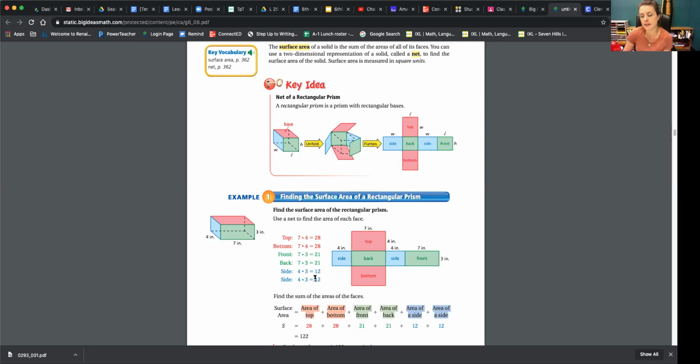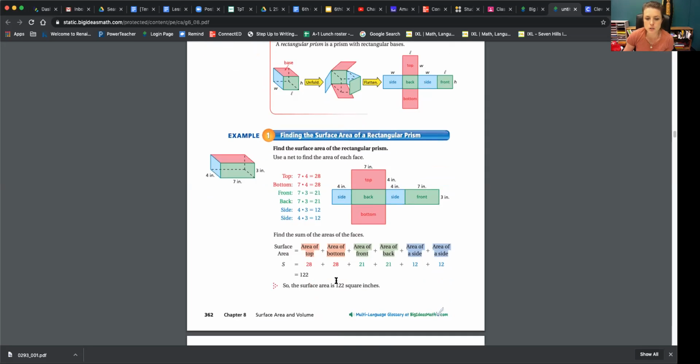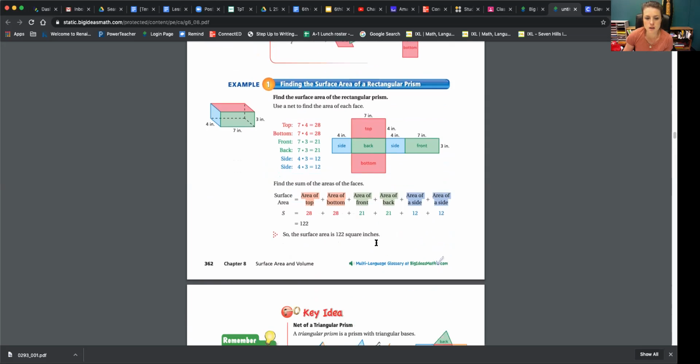And if you have a calculator, that will probably be helpful. So I add 28 plus 28 plus 21 plus 21 plus 12 plus 12, and I get 122 square inches. Now remember, it's inches squared or square inches because we're finding the area. Whenever you find the area, you have to find it in square units.